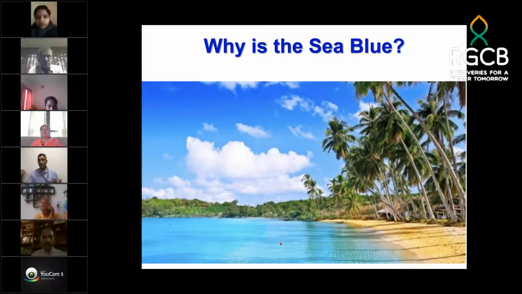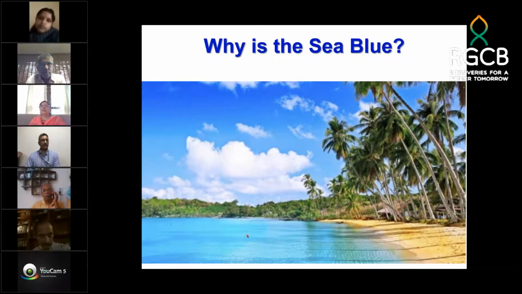The sea looks blue. Now, what most of you would think is that this is because of the reflection of the sky. And in fact, I always say that it is never wrong to think in that way, but we'll try to find out if really the reflection of the sky is the reason why the water looks blue.